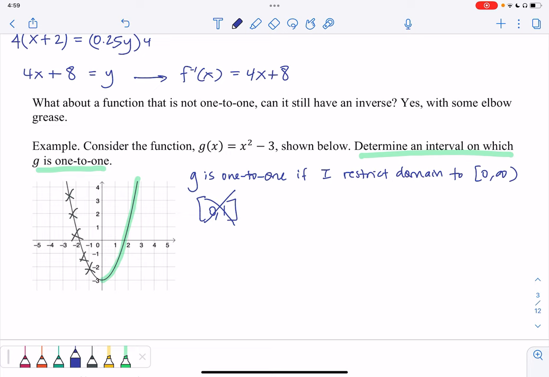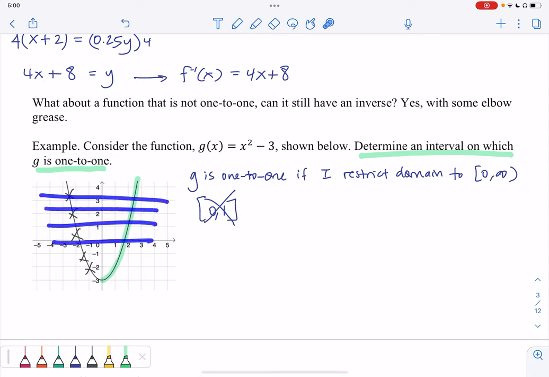So what if I decided to do this? Now let's do the horizontal line test. If I do the horizontal line test, it's only hitting in one place at the most. Again, I'm imagining myself throwing out this other part, and so I'm only hitting the graph at one place with my horizontal lines. So then g is one-to-one if I restrict the domain. That's a little bit of a hint of what's coming in terms of thinking about inverse functions, trigonometric inverse functions, and how we might be able to think about their inverses.